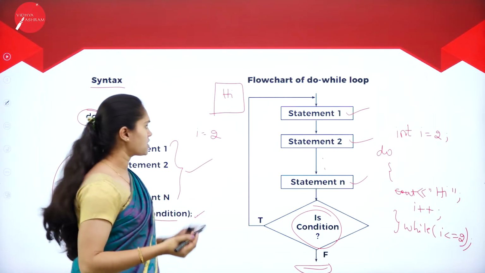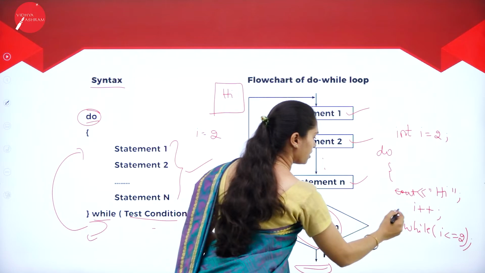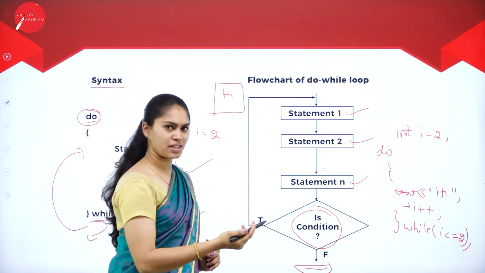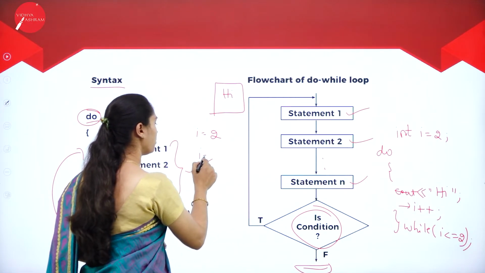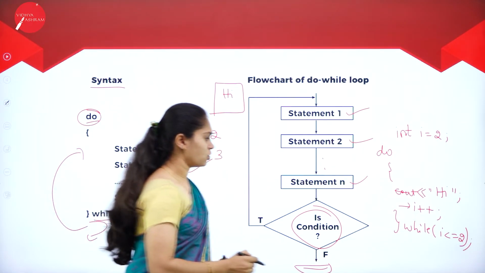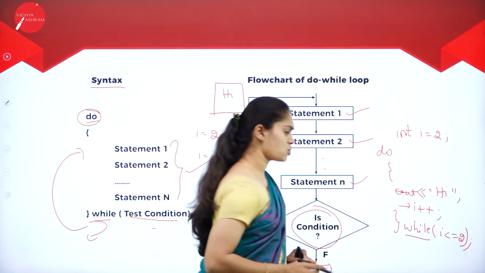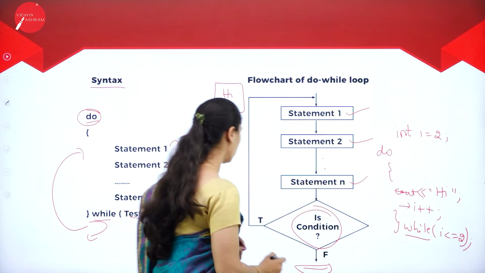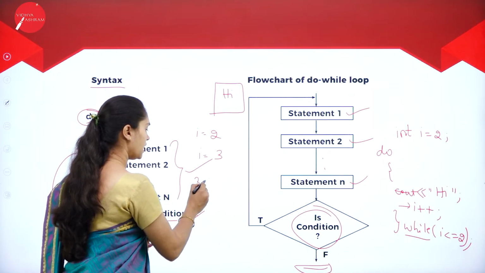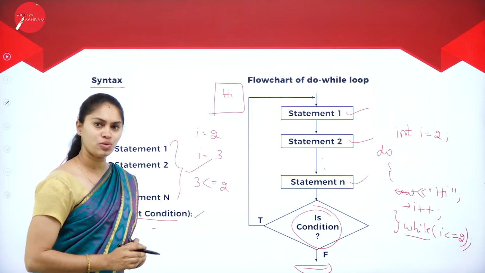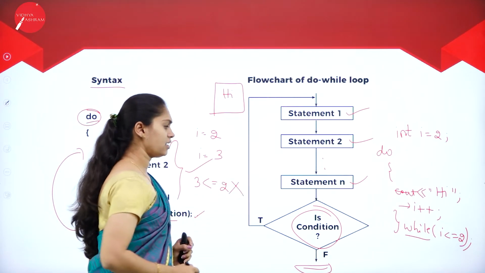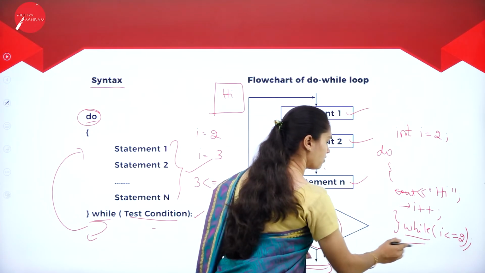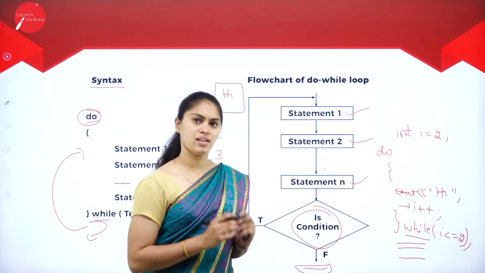Okay, so this got executed. Again it will come here, i++. Initially the i value was 2. Now it is incremented by 1, so my i value becomes 3. Now I have the while condition: i is less than or equal to 2. What is the i value right now? 3. Is 3 less than or equal to 2? True or false? It is false. Then it won't execute the statement again. It will just come out of the loop and execute the further statements of the program.